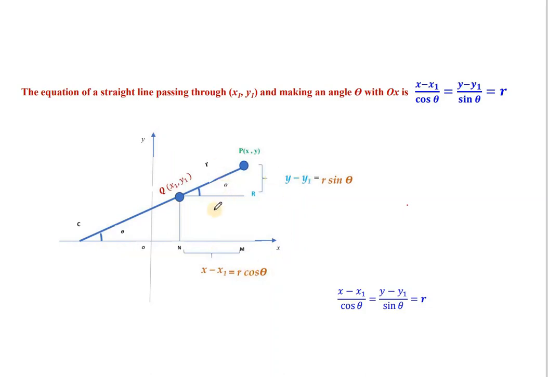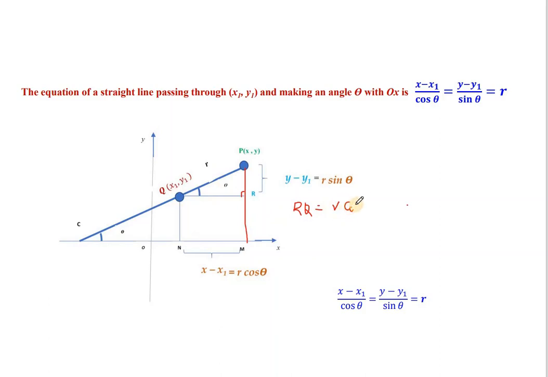So, from the diagram we see that if theta is the angle made by this line with the x-axis, then if I consider QR to be a line parallel to this OX, then we have theta to be the angle made by this line with the QR also. So, from this right angle triangle, when we consider this distance, call it as RQ, then from the diagram we can see that this RQ is nothing but r cos theta.